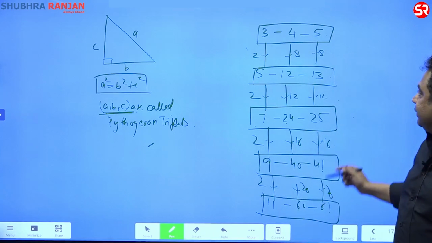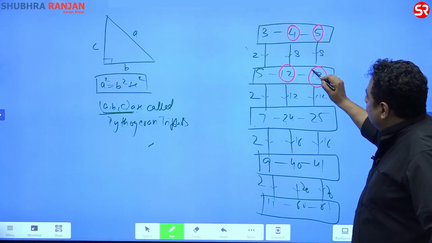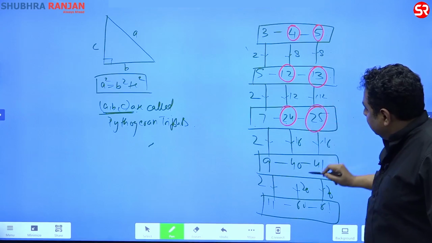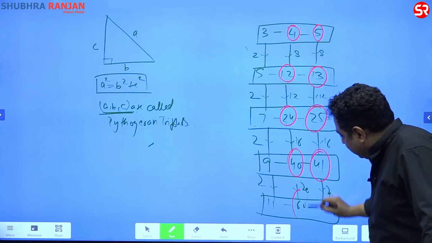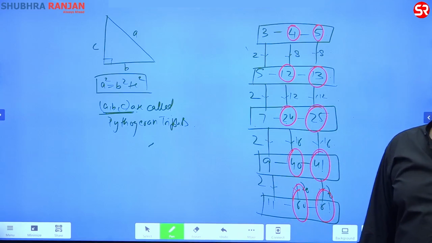But the best part, the beauty is, the other two sides have a difference of 1. The other two sides always have a difference of 1. The beauty of it. Right?